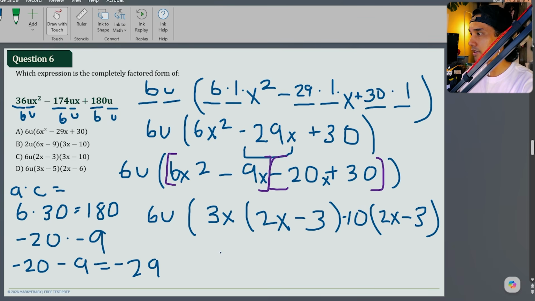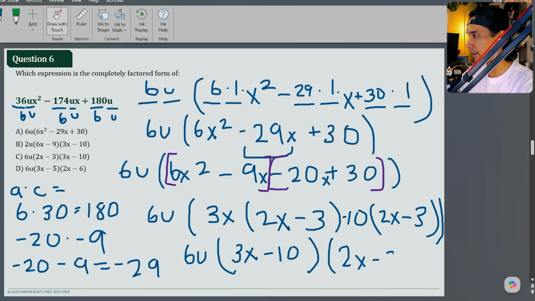And then now I am going to group these two. I'm going to group the 3x and the negative 10, and this 2x minus 3 could be grouped together, leaving me with 6u. And then you get 3x minus 10. It doesn't really matter how you write it. And then 2x minus 3. And that is the completely factored form of 36ux squared minus 174ux plus 180u. That was a monster.